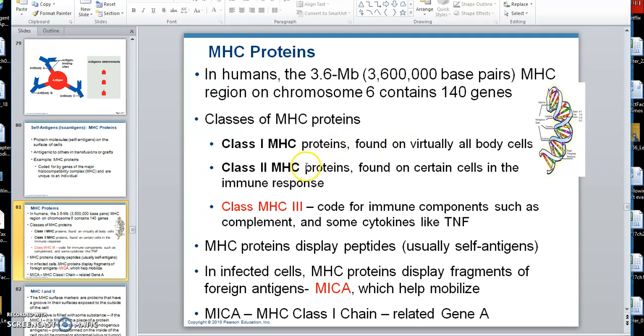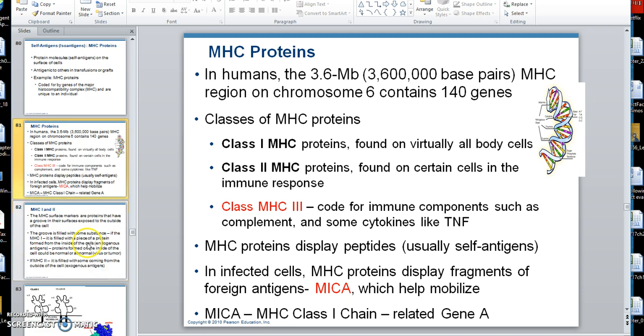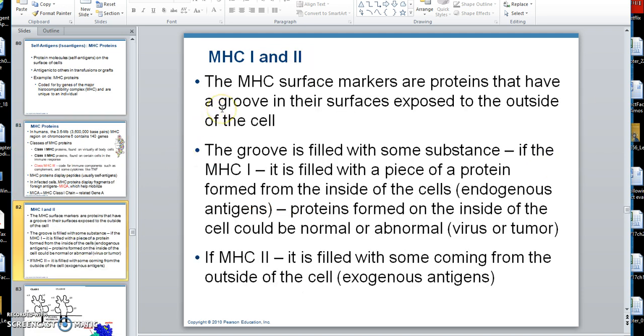Now, later we're going to find that there are some special cells called antigen-presenting cells that have MHC2. So an antigen-presenting cell would have MHC1 because all cells do except red blood cells. But additionally, they would have MHC2 proteins that would identify them as some special cells in the immune system called antigen-presenting cells. We won't worry about the MHC3. All right, we'll go further.